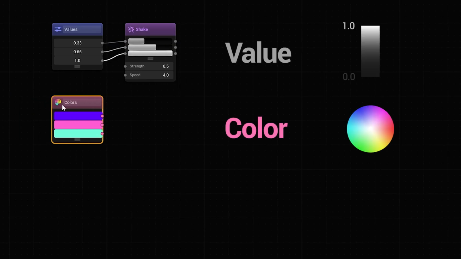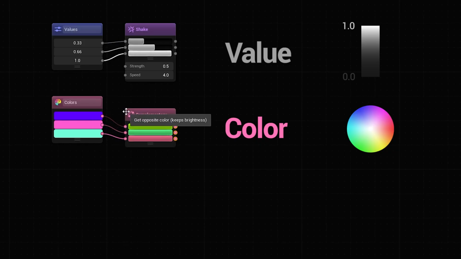Next, there's colors. Colors have pink pins and wires. That doesn't mean the color they're carrying is pink, it just differentiates them from values. Colors can be manipulated just like values, but they're handled just a little bit differently.